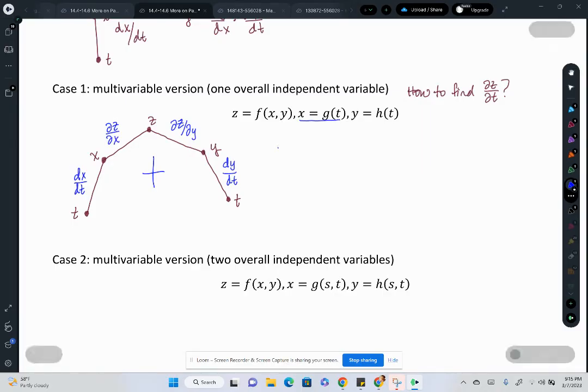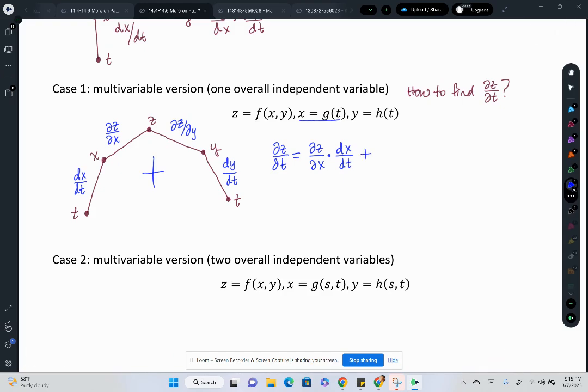We are going to say ∂z/∂t is equal to, okay, first we collect the first branch. The first branch says you're going to take the partial derivative of z with respect to x, and then we're going to multiply it by the full derivative of x with respect to t, dx/dt. That is one branch. We need to add the second branch.